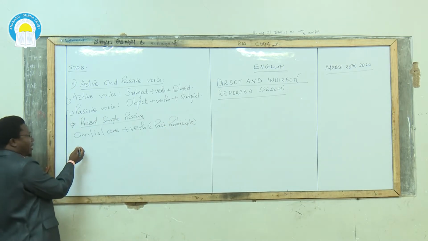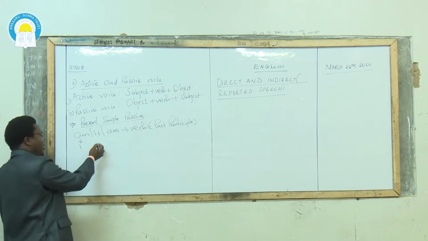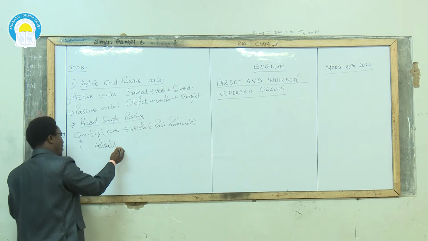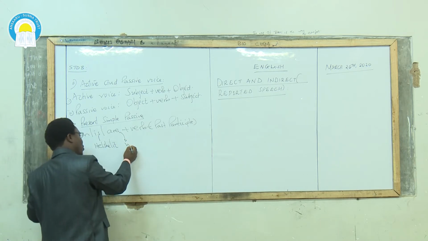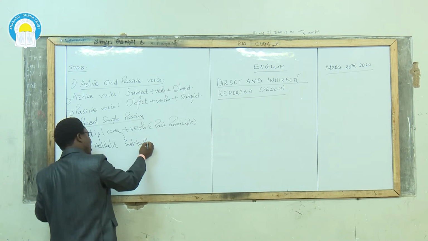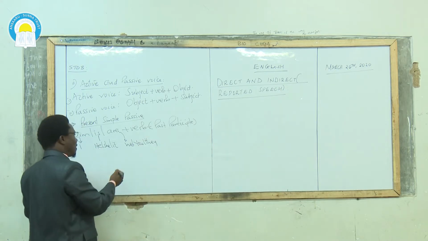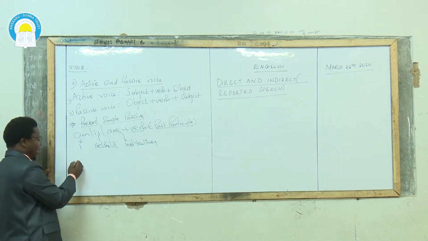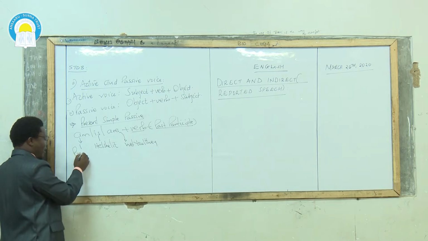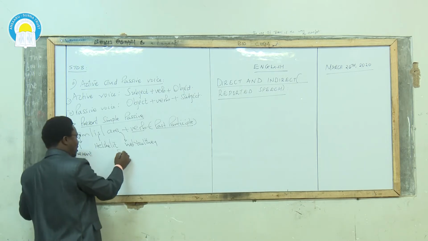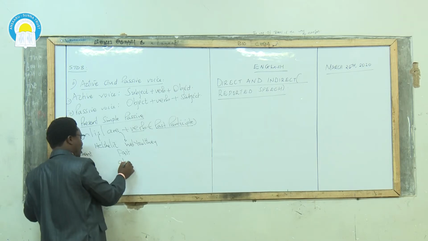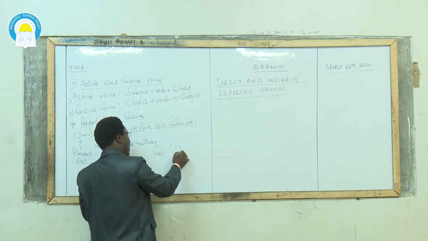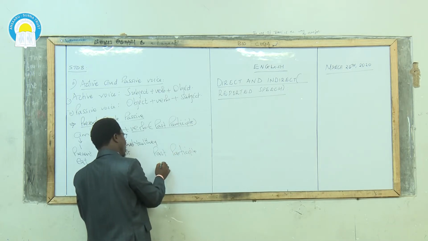Just a reminder, we agree that am is used with I, is is used with he, she, and it. Are is used with we, you, and they. And the main verb should be in the past participle. Consider a verb like eat in the present tense. In the past tense, it becomes ate. And in the past participle, it becomes eaten.